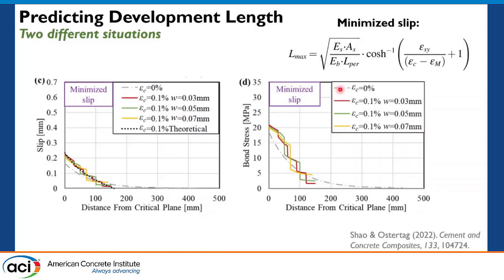And then through mathematical derivation, we also propose the equation to predict the development length you need to minimize the slip at a certain cross-section. And so this can be useful if one wants to well control the crack width opening, so the steel bar can provide more bonding stiffness.